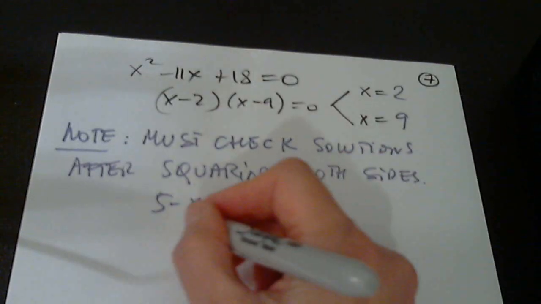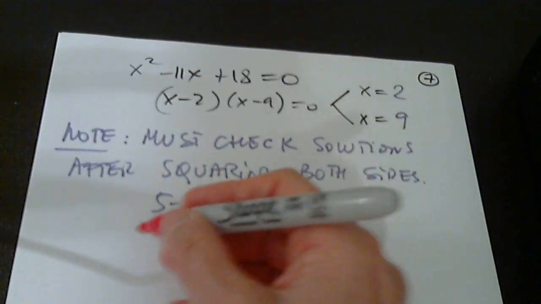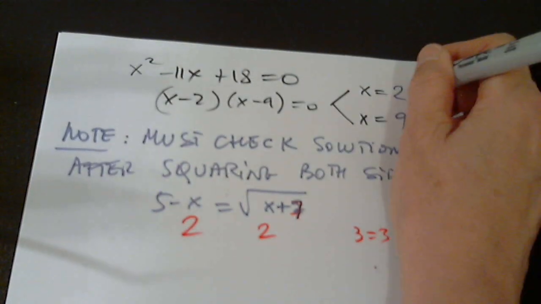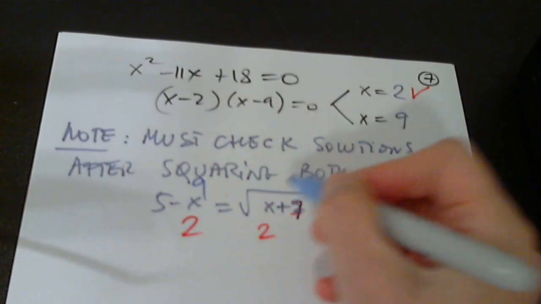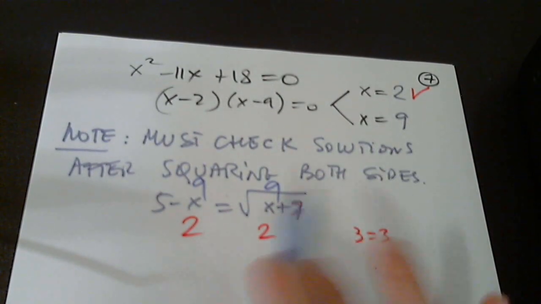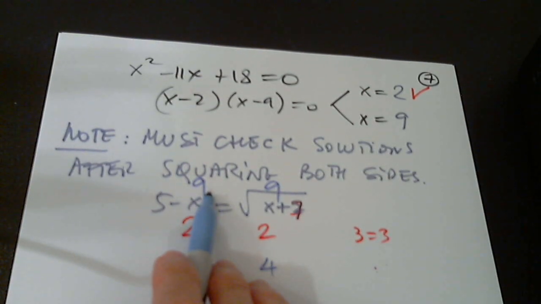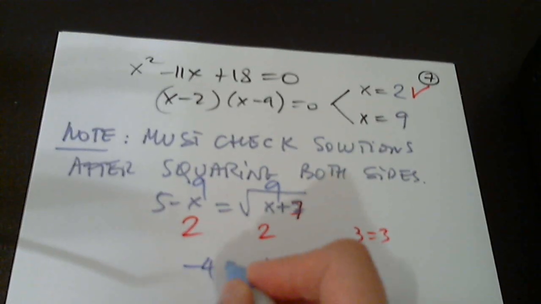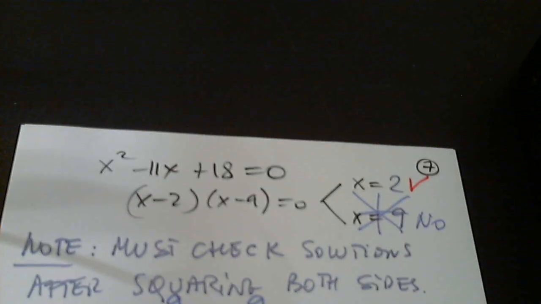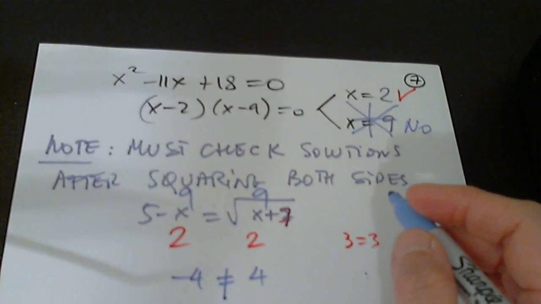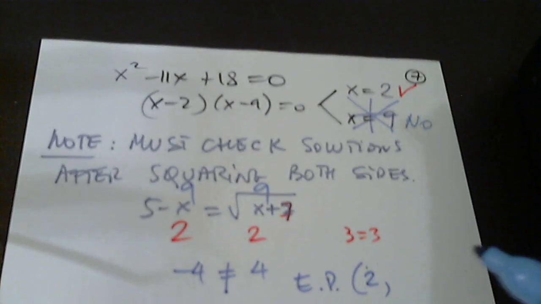So I'm checking 2. 2 plus 7 is 9. The square root of 9 is 3. 3 equals 3. Yes. I'm checking 9 right now. 9 plus 7 is 16. The square root of 16 is 4. But 5 minus 9 is not 4. No. So the only equilibrium point is 2 comma what?